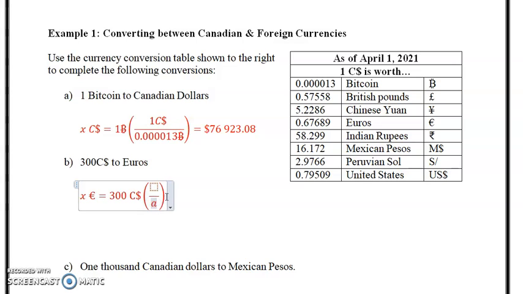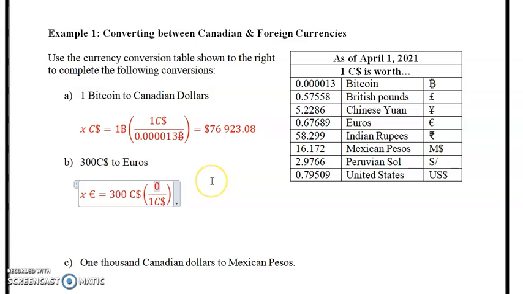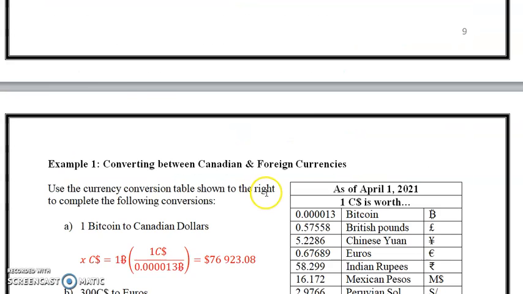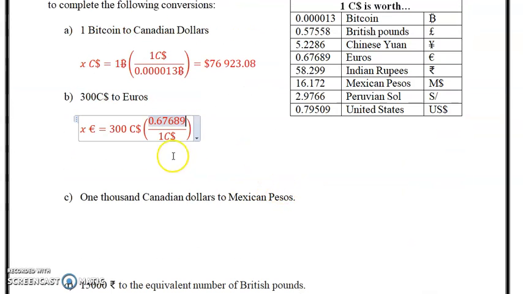But the Canadian dollar goes on the bottom, so all of these are worth 1 Canadian dollar. Okay, so it just depends on how you're given the conversion. And then we're going to euros. So 300 Canadian dollars is equivalent to... 1 Canadian dollar is equivalent to 0.67689 euros. And the euro symbol goes after. Okay, and I wouldn't be too worried about the symbol. All right.